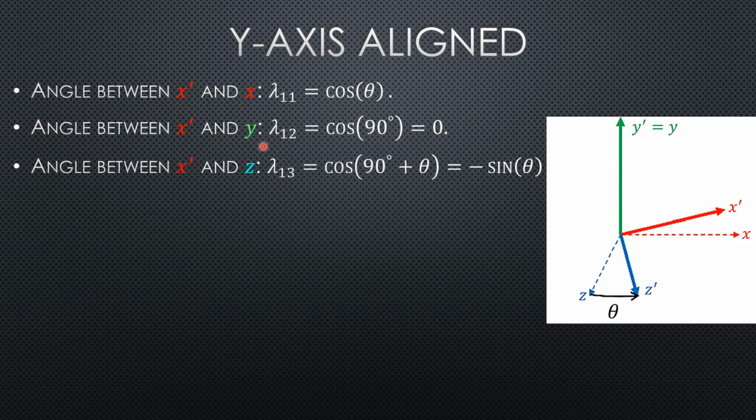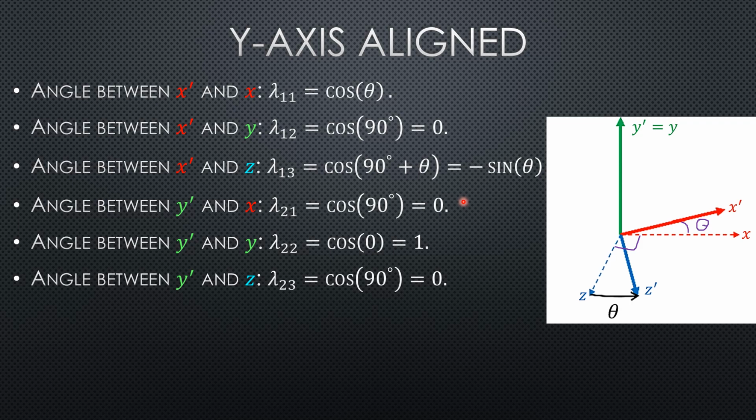Then we have x prime and y, that's still 90 degrees to the y-axis. Then we have x prime and z, so because our angle here is still 90 degrees, and this is theta, we have to add 90 plus theta. Once again, sum and difference comes in and gives us our negative sign. So we got two of our cosine sine components that we need.